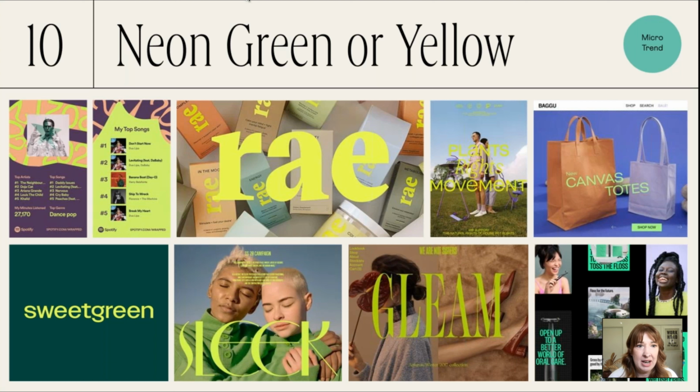So we've got Spotify and Sweetgreen definitely leaning into these neon green, neon yellow color tones, and mostly a pop of color too. So it becomes like the loud color or the loud element with a lot of more subdued things around it.